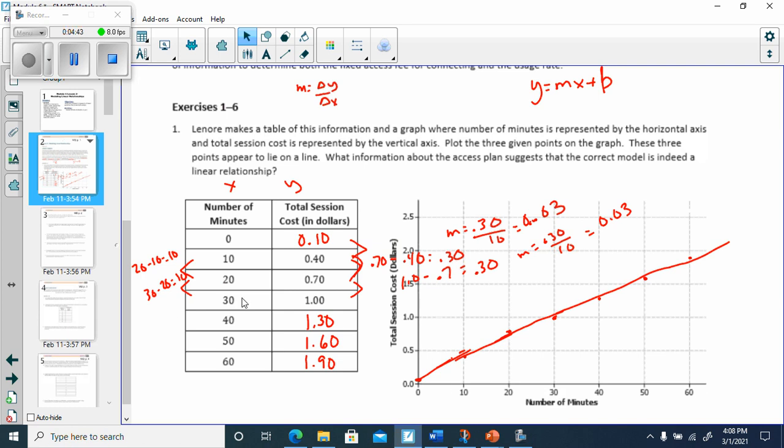And now we've expressed it. You have a word problem, you have a data table, you have a chart. Now let's do our equation. y is equal to, what is our slope? We said it was 0.03. That's our rate of change, 3 cents per minute, times your number of minutes, plus, what was our initial fee?